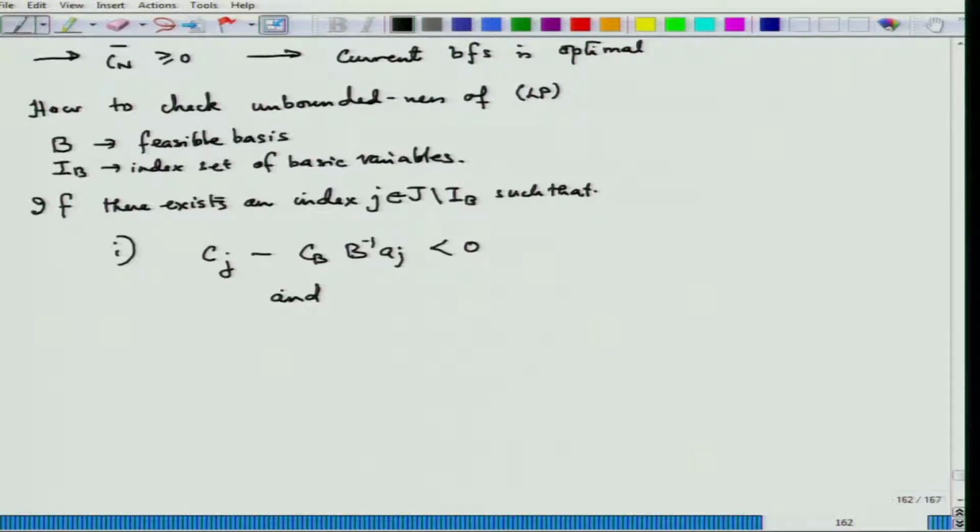And suppose these conditions 1 and 2 are satisfied, and the transformed jth column, that is Yj, which is B inverse Aj, is less than or equal to 0. So, there is a particular index j for which this happens. If these two happen, then the LP is bounded below.